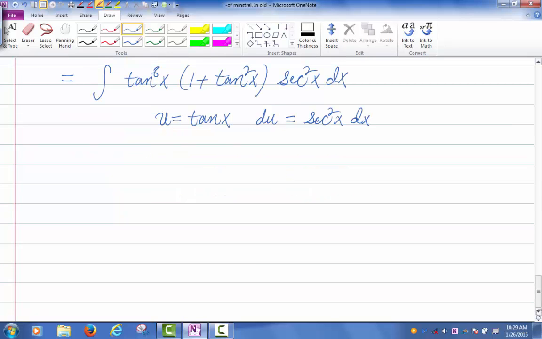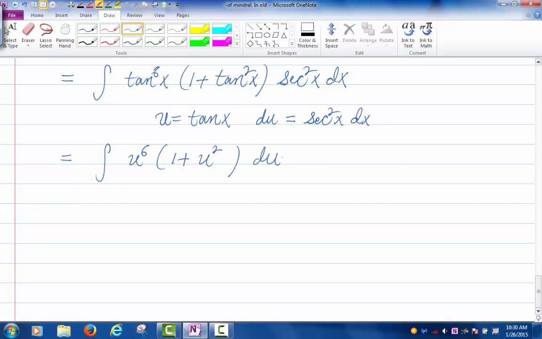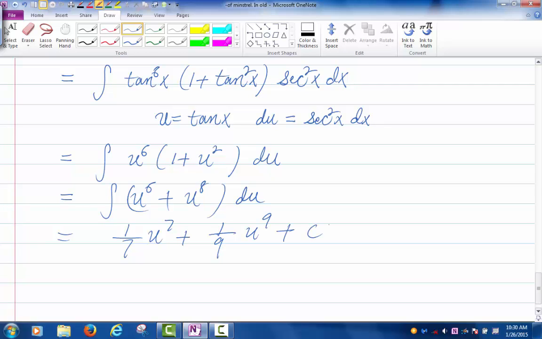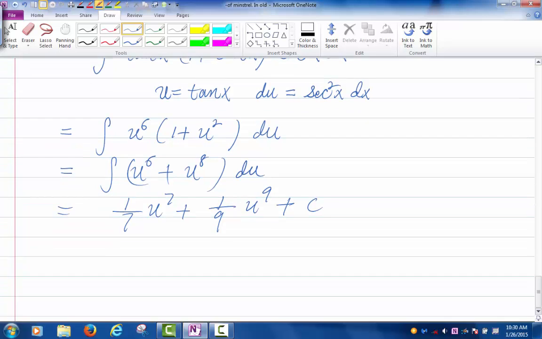Very good. And if I make the substitution now, I get u to the 6 times 1 plus u squared du. So this would be u to the 6 plus u to the 8 du, which would be what? 1/7 u to the 7 plus 1/9 u to the 9 plus a c. And finally, what should I do? You need to replace u by tangent. And I get this.